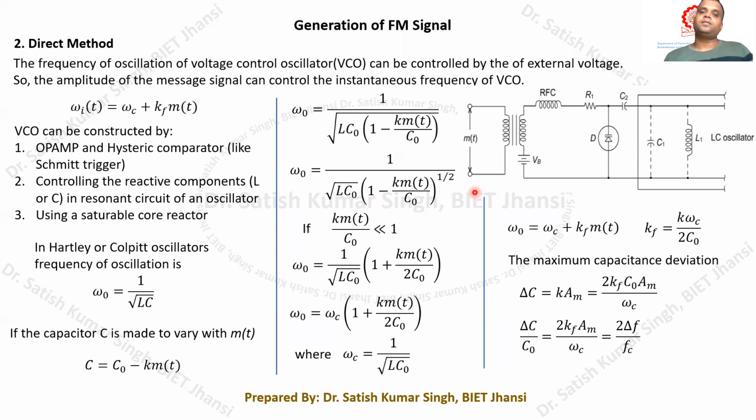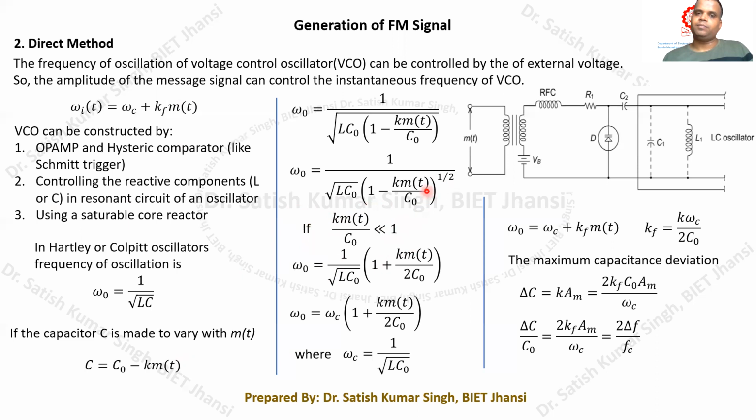Now we keep the condition that K m(t) by C naught is much less than 1. We have to follow this particular condition. If K m(t) divided by C naught is made very small compared to 1, then this expression can be approximated with the help of binomial expansion.